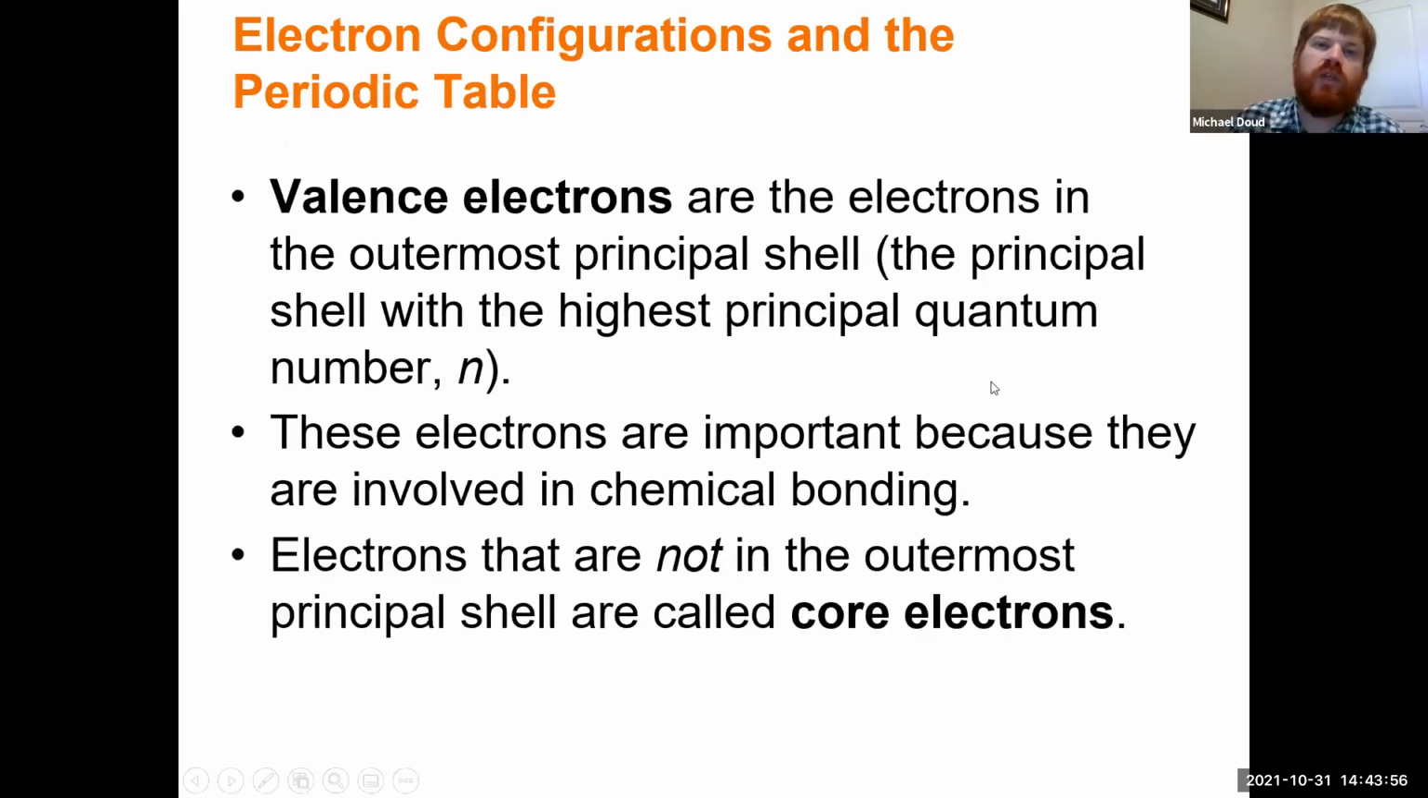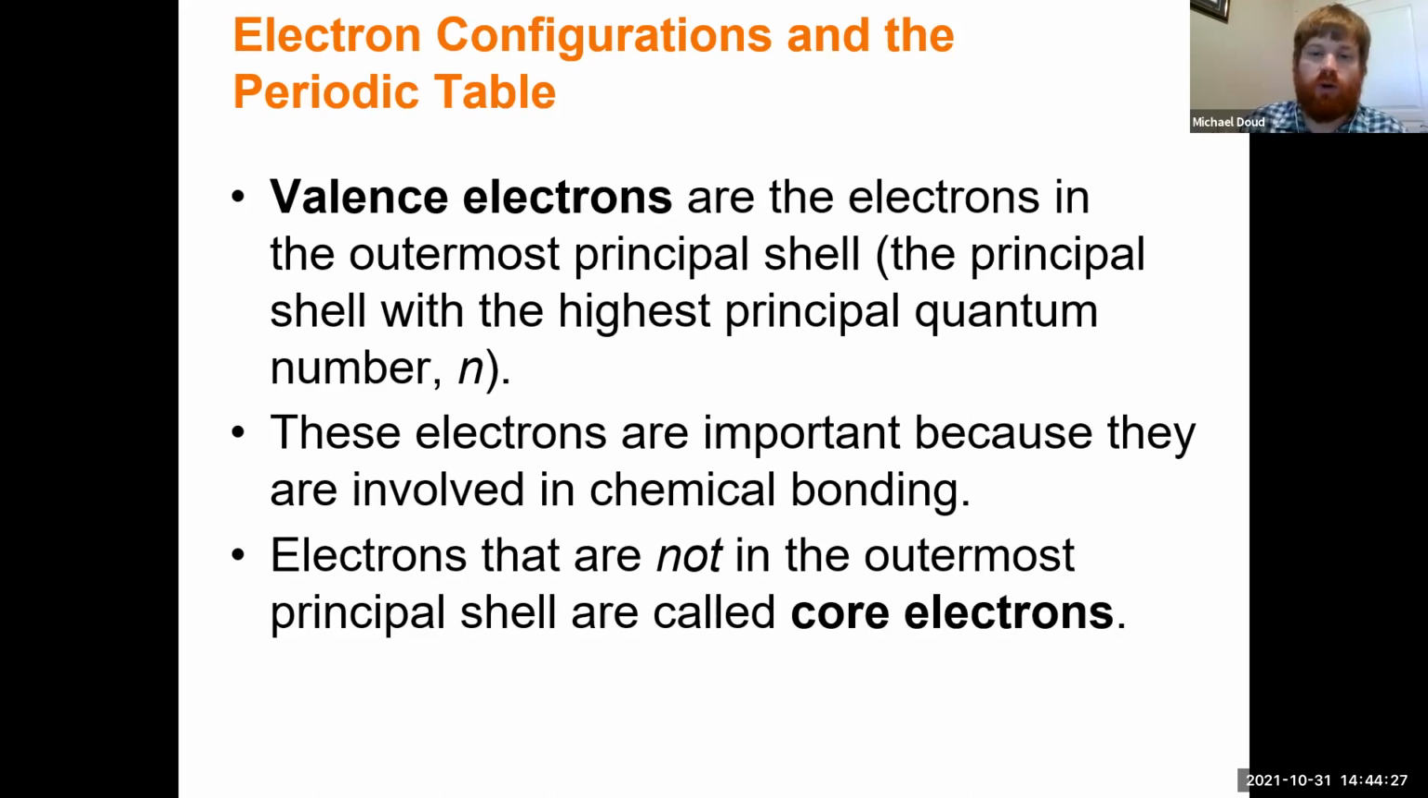Okay, so this word valence electrons, just to make sure we define it here again, these are the electrons that are in the outermost principal shell, the principal shell that has the highest principal quantum number, along with the d electrons that would go along with that, right? So for example, moving beyond argon, you move into the 4s sublevel and then into the 3d sublevel. Those are also going to be considered valence electrons when you're in the transition metals.